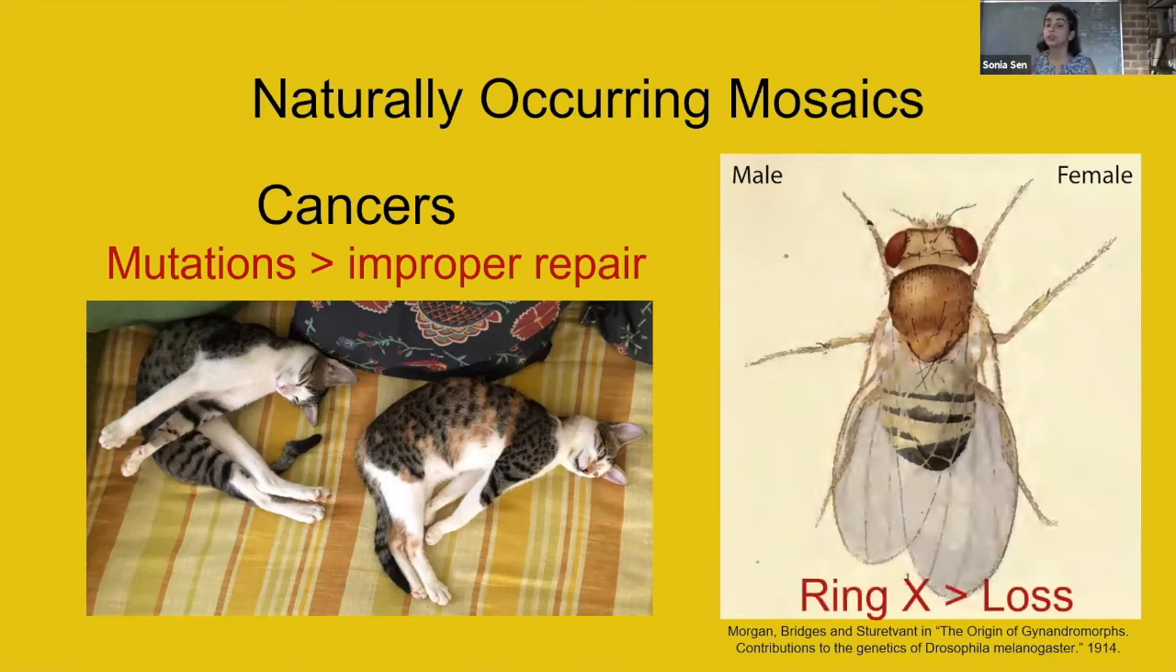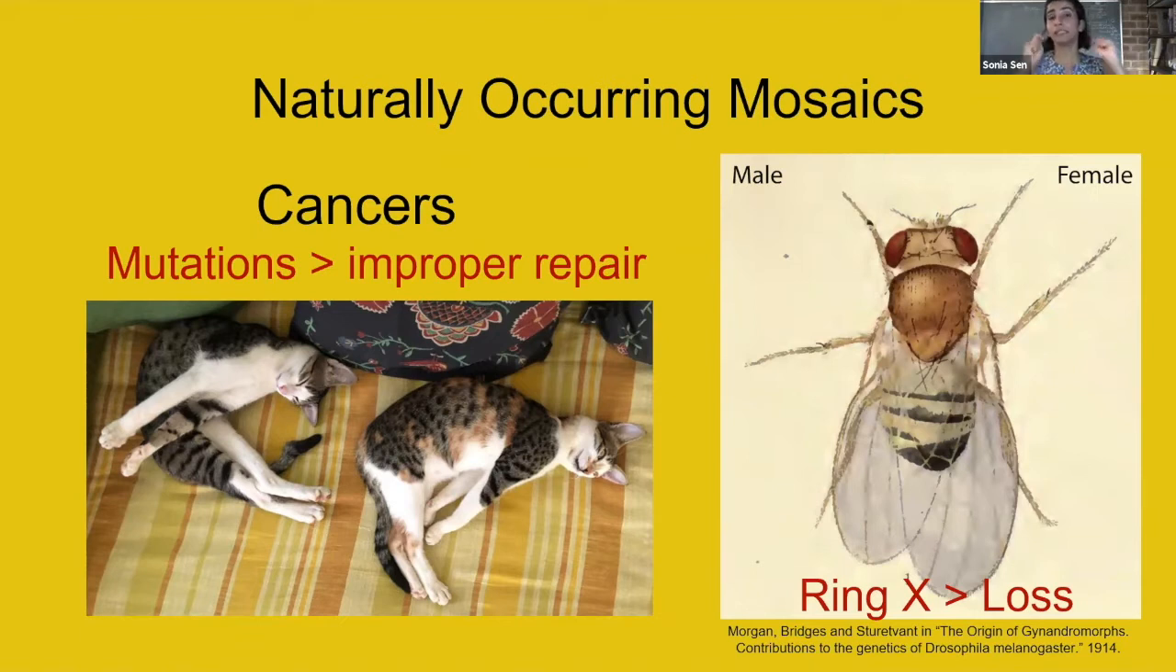Gynandromorphs, Dinesh. So this usually happens because of a ring X. What happens is the X chromosome in a rare and aberrant case forms loops at the end and forms what's called a ring X. Now this is a very unstable structure. So when the cell is actually dividing, that chromosome gets lost in one of the progeny. It doesn't get divided up and inherited equally in the 2 cells.